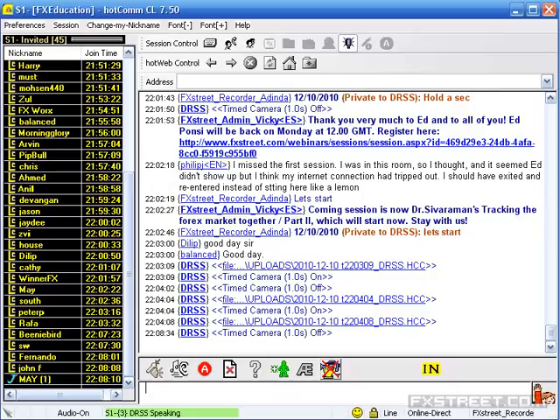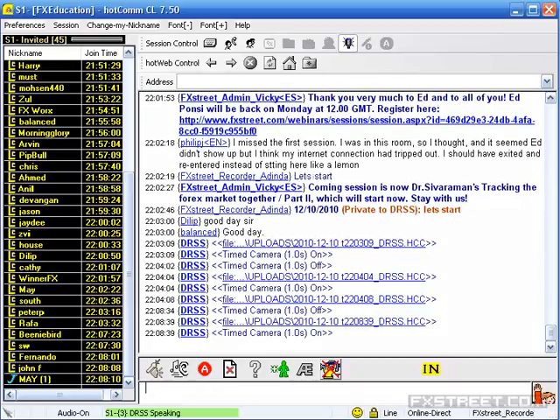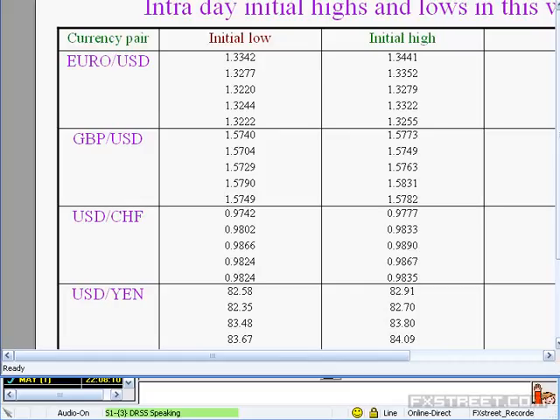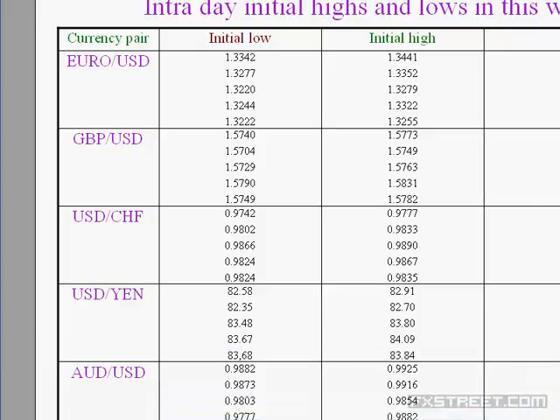Then I also made a mention about these initial highs and lows in the blog, and for those who have not made a note of it, I'll just show it again.